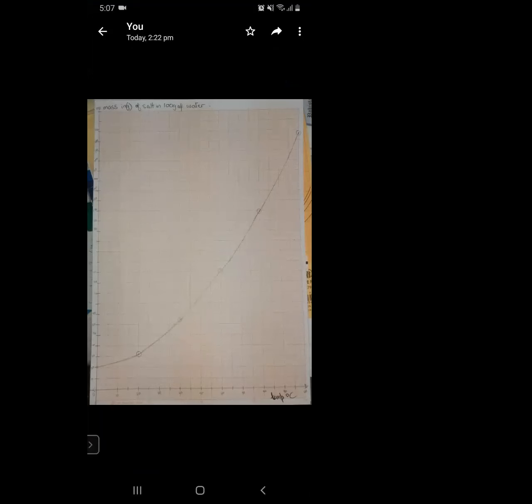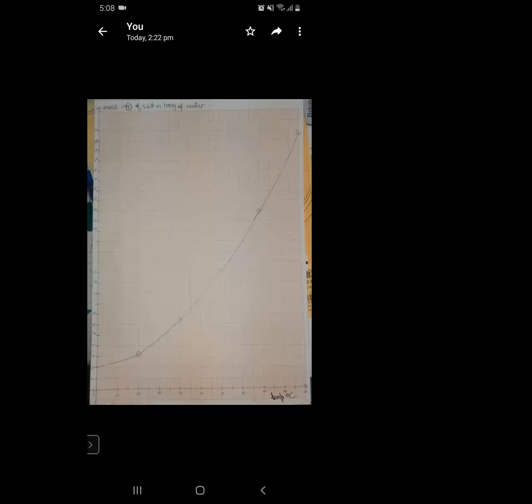Remember what I told you, that at lower temperatures, the increase in solubility is gentle, is gradual, and at higher temperatures, the graph becomes more vertical, and that means the solubility is increasing sharply at higher temperatures, right? So mention that as well, that at higher temperatures, the increase in solubility of potassium nitrate is sharper, the increase is more, right?